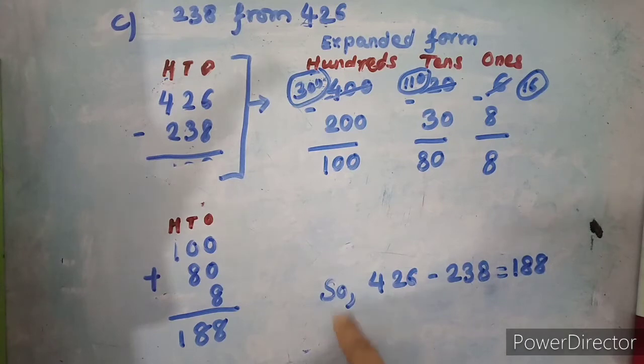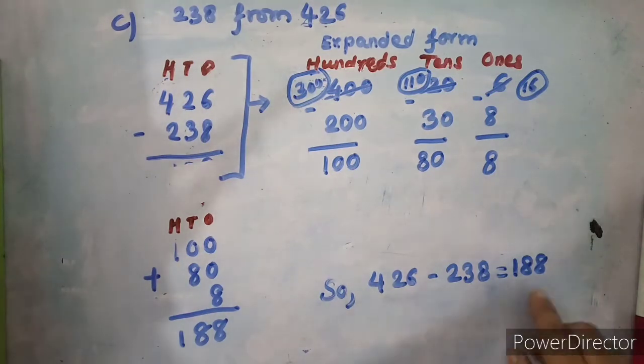So 426 minus 238 is equal to 188, that is your difference. Okay, so this is your third problem. We will come to the fourth one now.